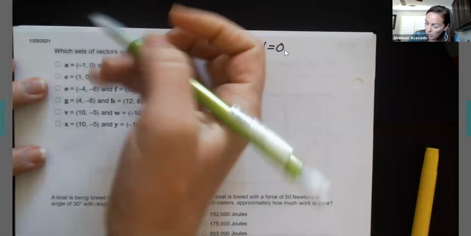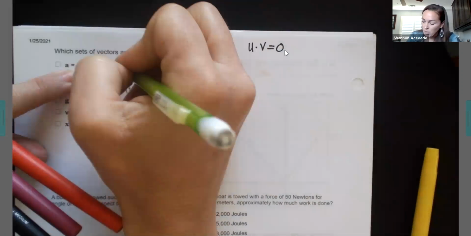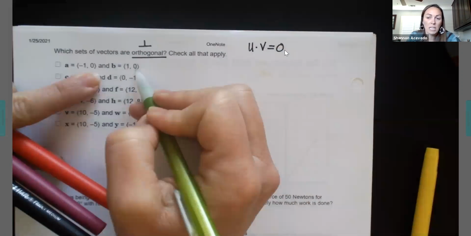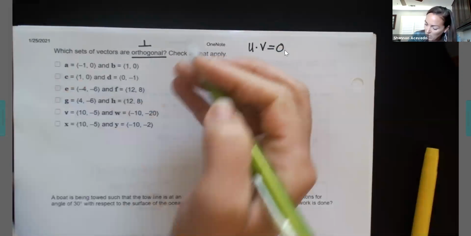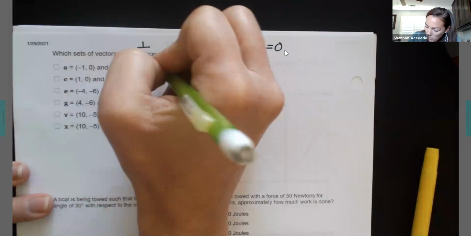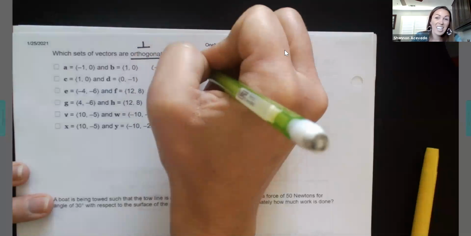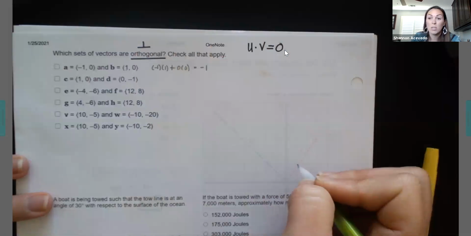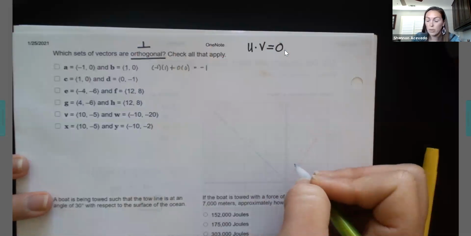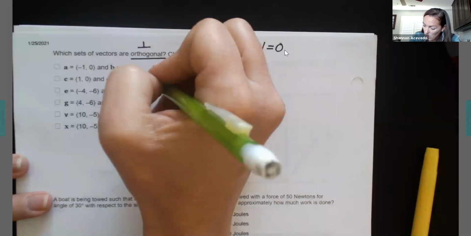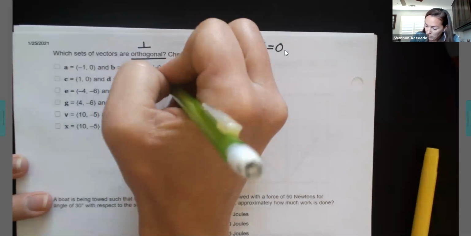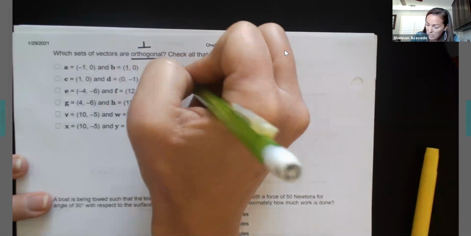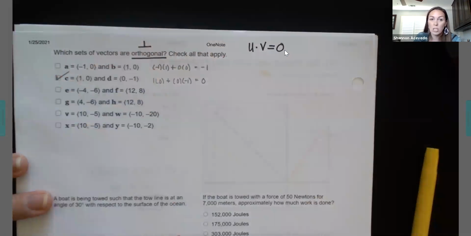So I'm going to solve the dot product for each one of these. Remember, multiply the first two numbers together and then add it to the multiplication of the second two numbers. So this is going to be -1 times 1 plus 0 times 0. That's just going to give me a -1. Does that equal 0? No. So is it orthogonal? No. My next one is going to be 1 times 0 plus 0 times -1. Of course, it's going to be a 0. Orthogonal. It equals 0. They are perpendicular to each other.